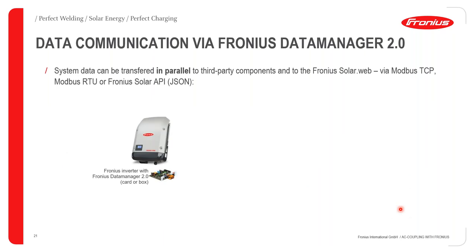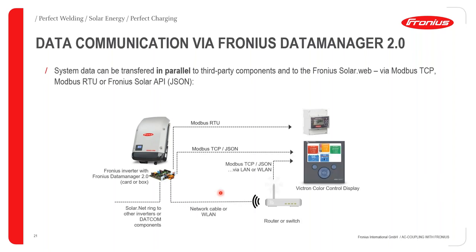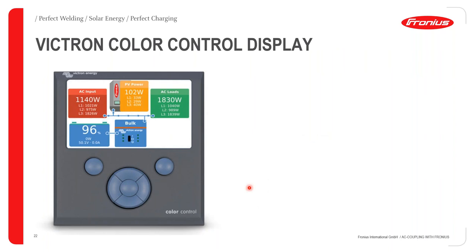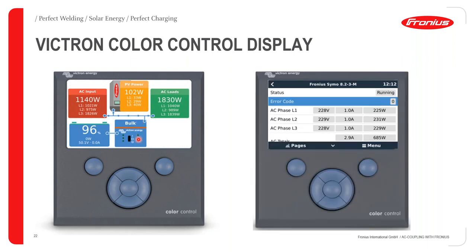Still talking about data communication, you can communicate via various communication interfaces that we have available on the inverter. This is possible via Modbus RTU, Modbus TCP, and of course API using the JSON protocol, using your wireless or your LAN cable, as the case may be. By so doing, you will be able to view our systems as embedded on the Victron Color Control display, as you can see. And here you can have a wholesome view of the system and how it operates, including all the details of system operation.